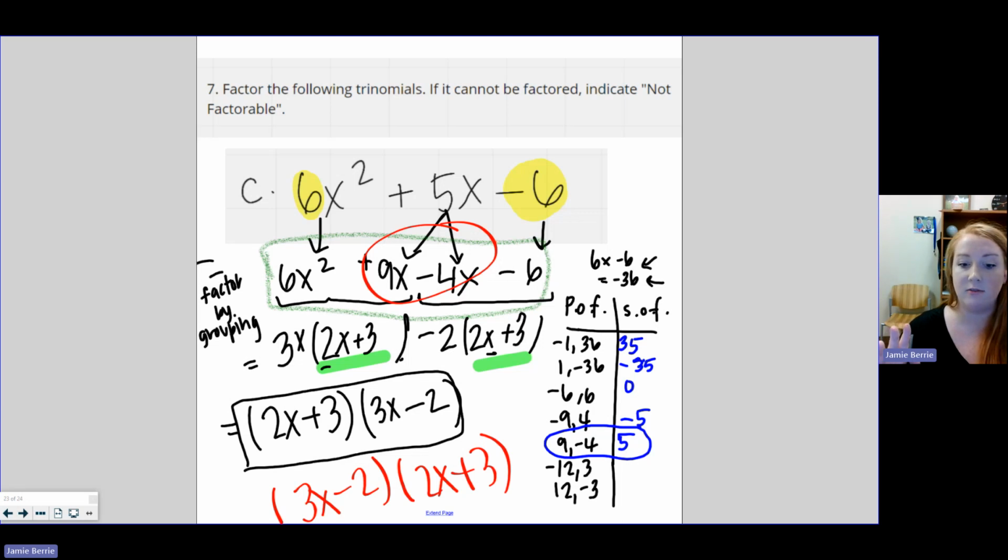But we know that that's totally fine because of that commutative property of multiplication that says that the order doesn't matter with multiplication. So 2 times 3 is the same as 3 times 2. If you switch the order here and you had -4x plus 9x, that would be totally fine. There's no incorrect way to write those factor pairs whenever you go back in and split up the middle term. So just so you know.